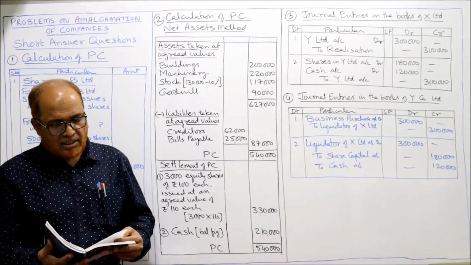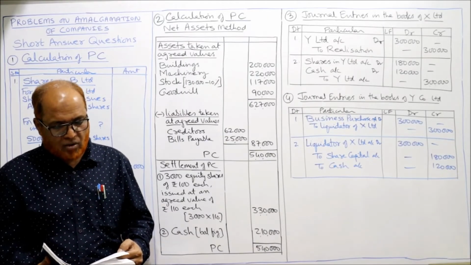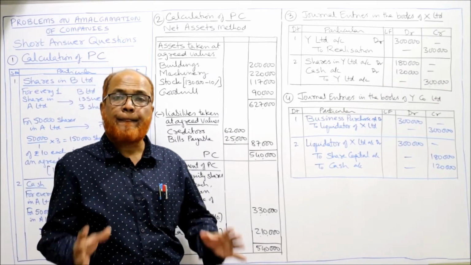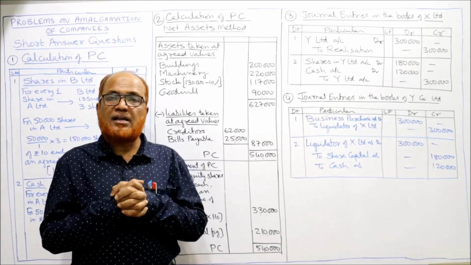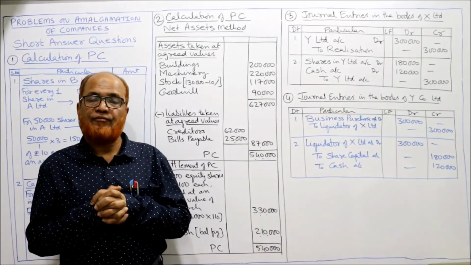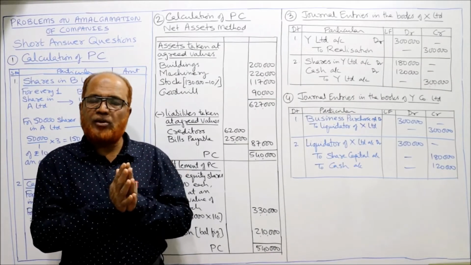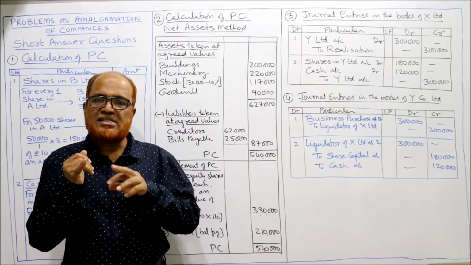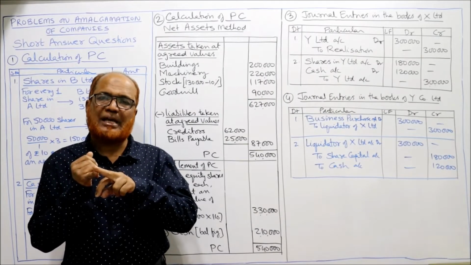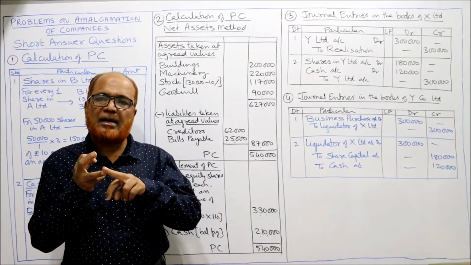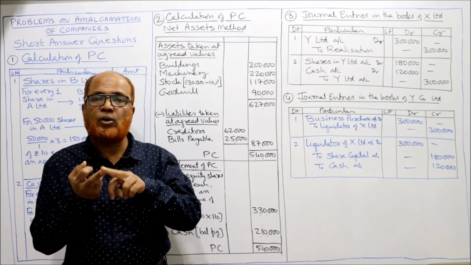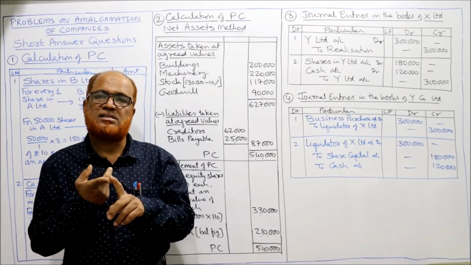Now, give necessary journal entries for recording purchase consideration in the books of X Company Limited. Which is the X Company Limited? Transferor company, vendor company. In the previous video in theory I explained that 12 entries are there. The first entry will be assets transferred to realization. Second entry, liabilities transferred to realization. Third entry, PC due. Fourth entry, PC receipt.